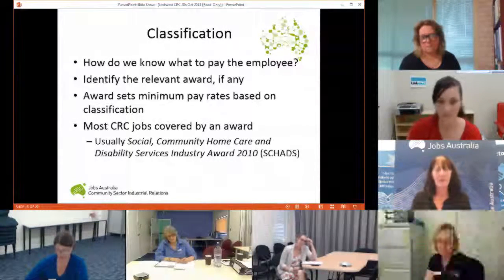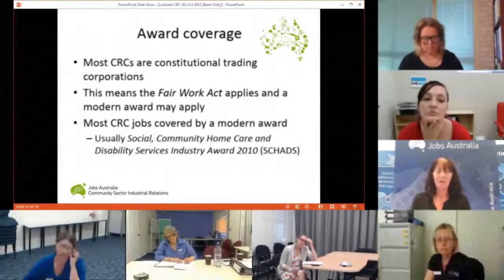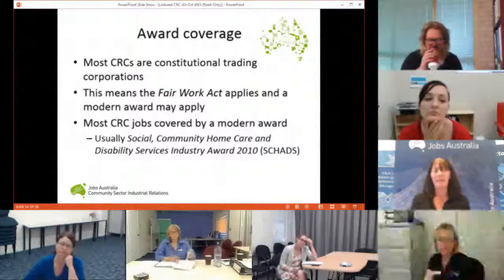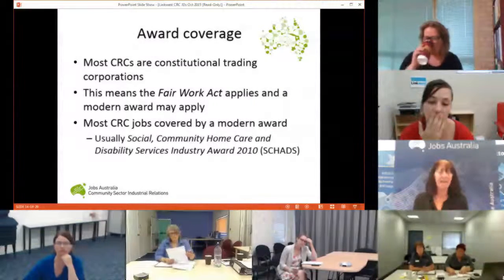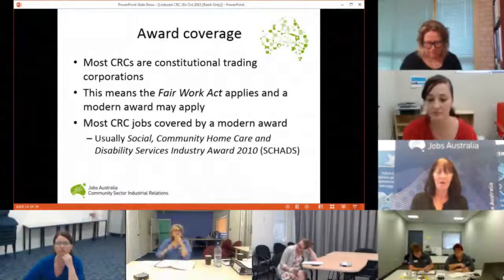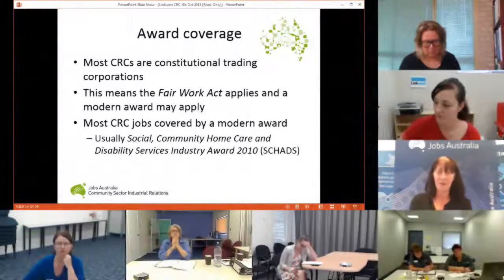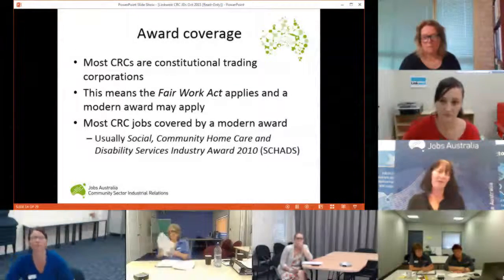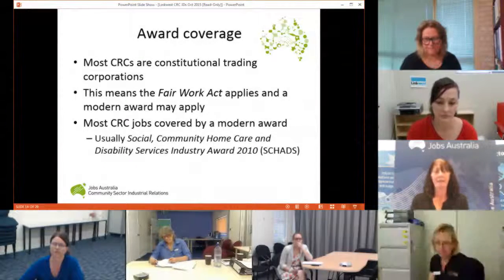So when you're assessing a position description, as we said, most CRCs are constitutional trading corporations, which means that the Fair Work Act applies, and therefore the modern award, as I said, is the SCHADS. So if you've decided to advertise for a community development worker, you've now written the position description, you then get out a copy of the award and you assess where you think that PD fits. Or if you're a member, then you would send it to us and we can assist you with that.